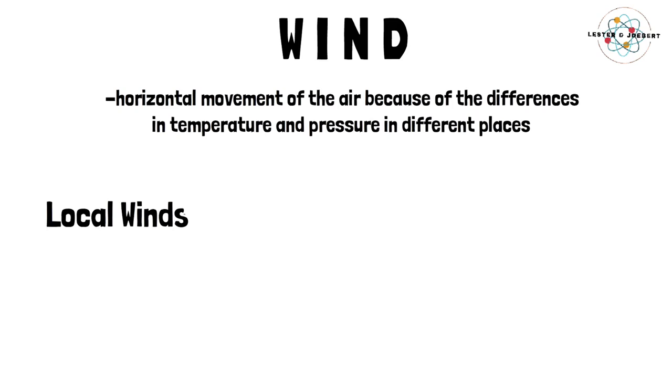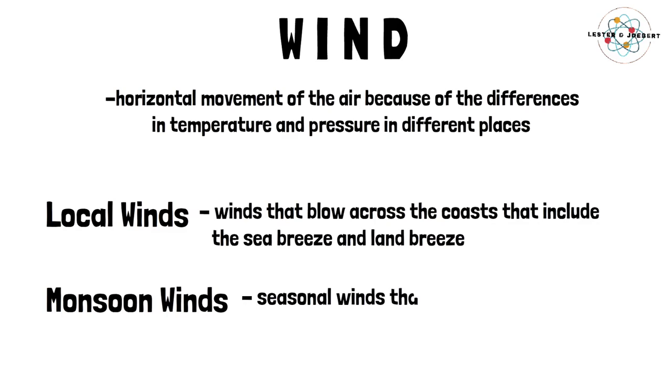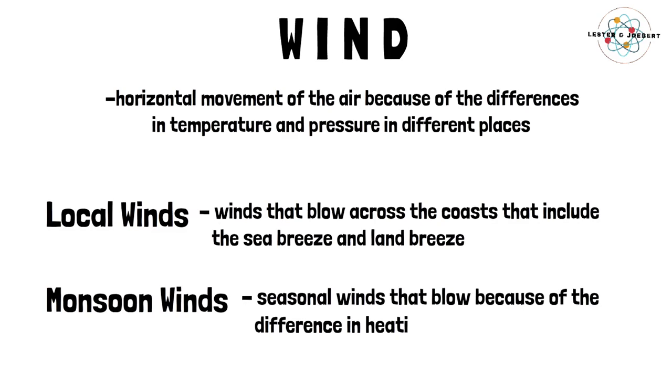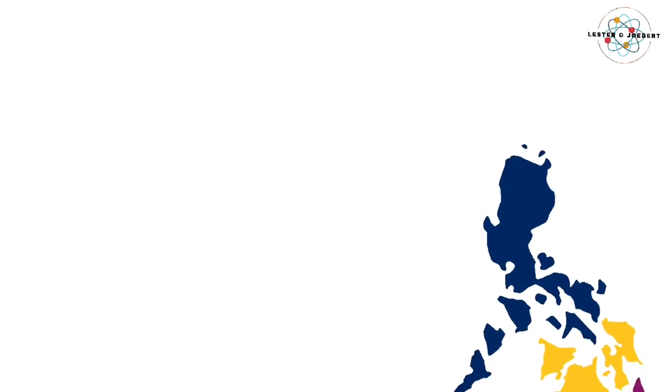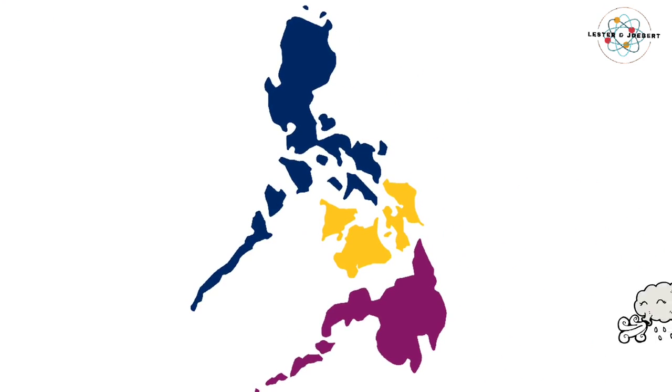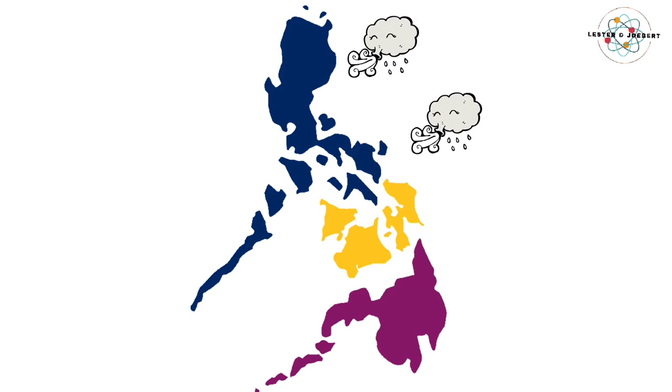We have two types of winds, the local winds and then the monsoon winds. The local winds refer to the winds that blow across the coasts that include the sea breeze and then the land breeze, while monsoon winds refer to those seasonal winds that blow because of the difference in heating of oceans and continents. In the Philippines, northeast monsoon or amihan lasts from October to March, which are experienced as a cool northeast wind. It is characterized by moderate temperatures with little or no rainfall.